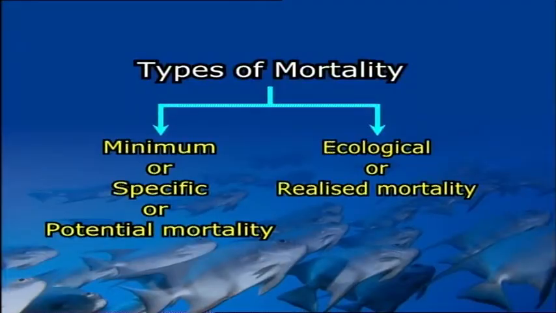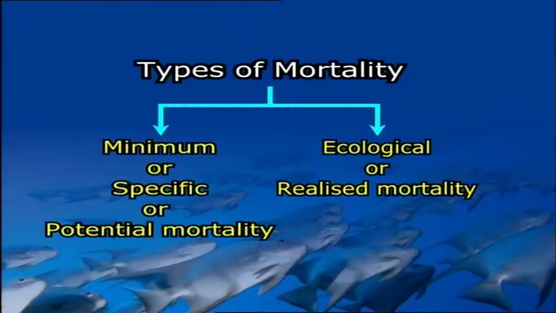Let us first see minimum mortality. It is also called specific or potential mortality. It represents the theoretical minimum loss under ideal or non-limiting conditions. It is a constant for a population. Thus, even under the best conditions, individuals would die of old age determined by their physiological longevity. Second, that is ecological or realized mortality.